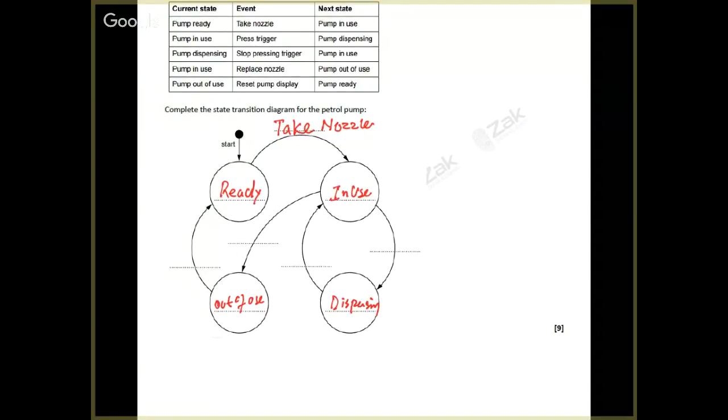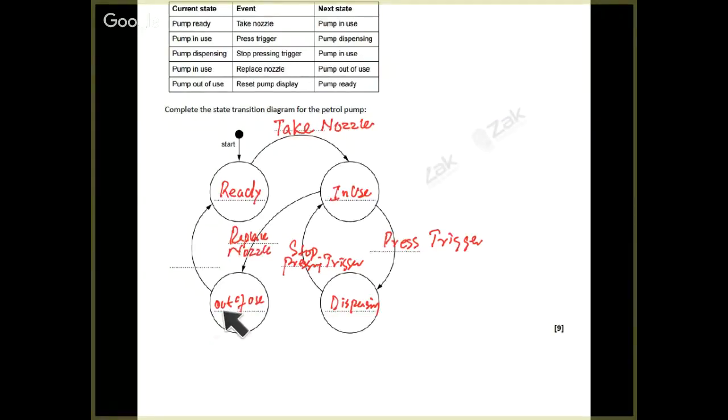Take nozzle, press trigger, pump dispensing. Pump dispensing, stop pressing trigger, pump in use. Pump in use, replace nozzle, out of use. Reset pump display, pump ready.